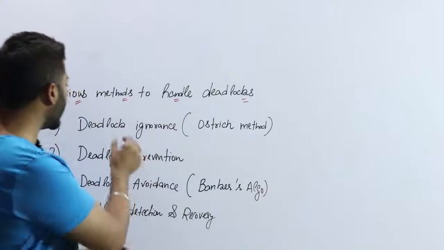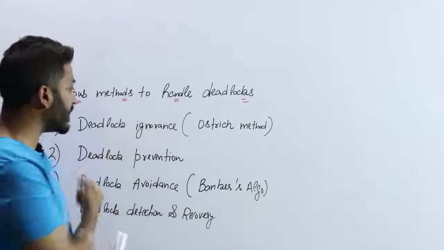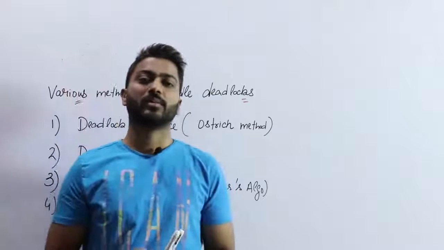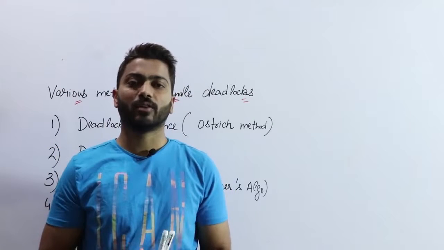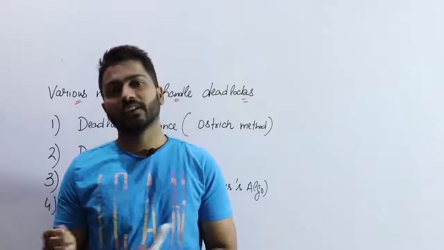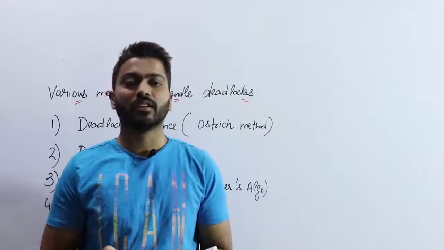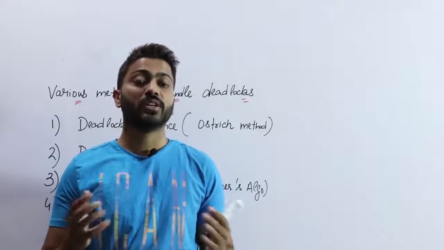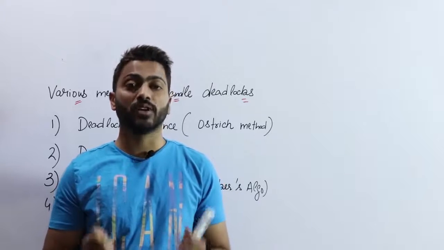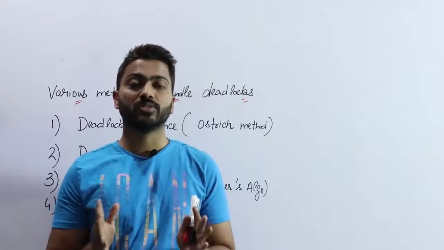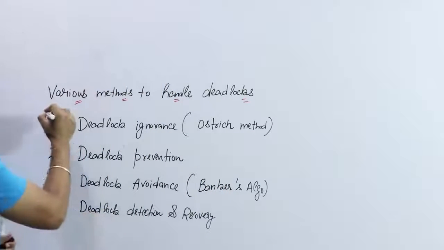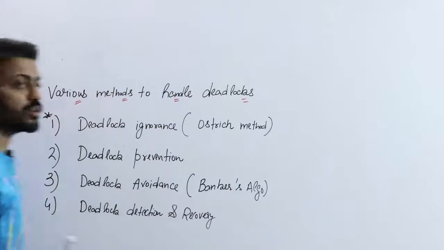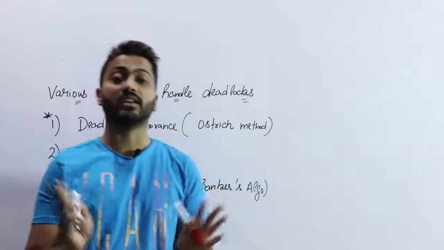Now, when we hear the method deadlock ignorance, the method says just ignore the deadlock. So isn't it funny that when the deadlock situation is occurring, we are simply ignoring the deadlock? But yes, the majority of operating systems, like your Windows and Linux, both use this strategy, that is deadlock ignorance, and it is used widely.